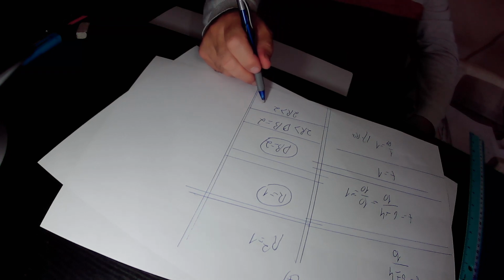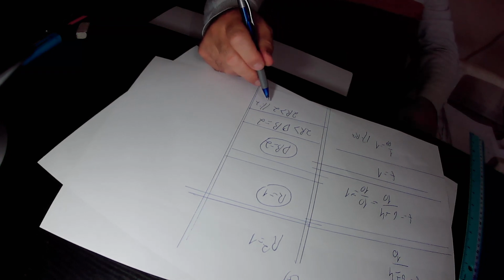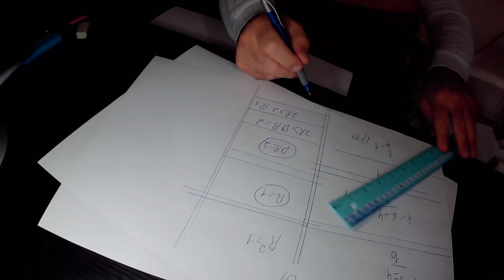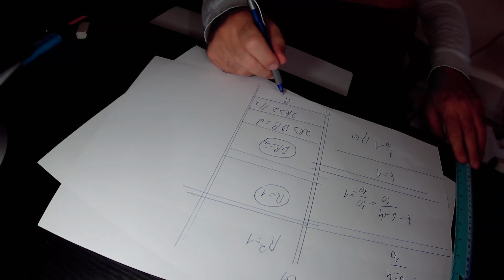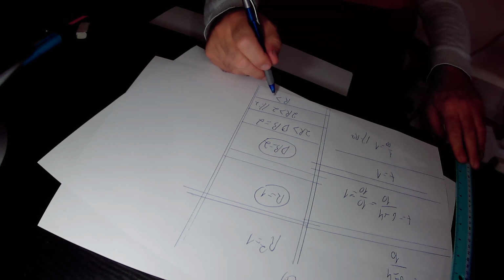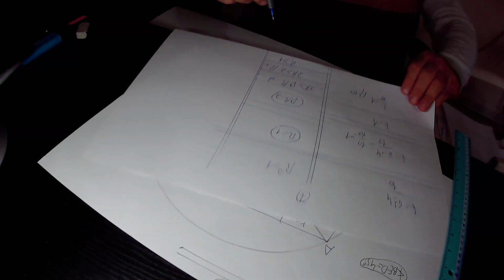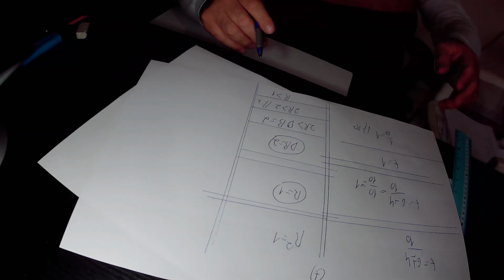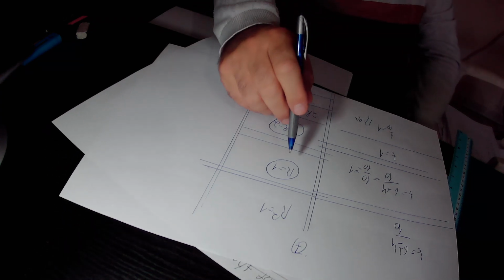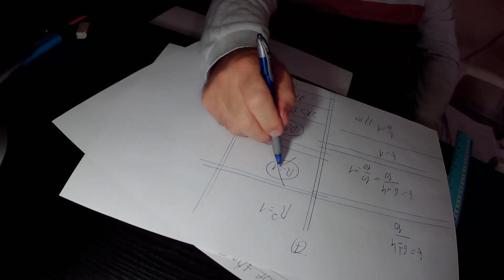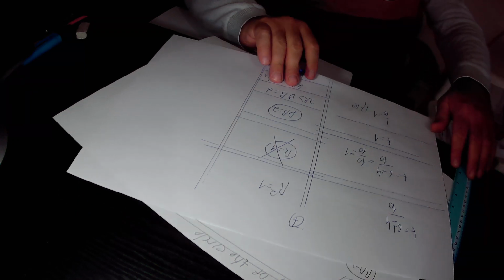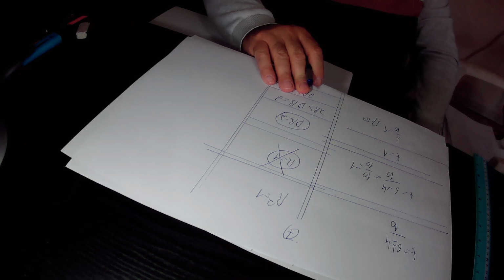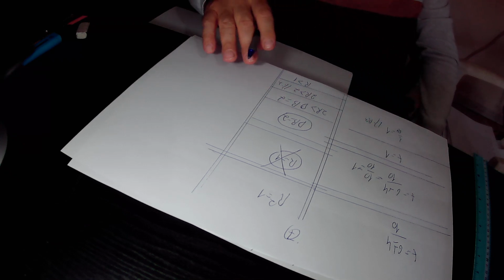Here we divide this inequality by 2, and finally we get that the radius r of the circle must be greater than 2 over 2, that is 1. So the radius r of this circle must be greater than 1. If the radius r must be greater than 1, the radius r cannot be equal to 1. So we cancel this solution. So we are left only with the second solution for t.